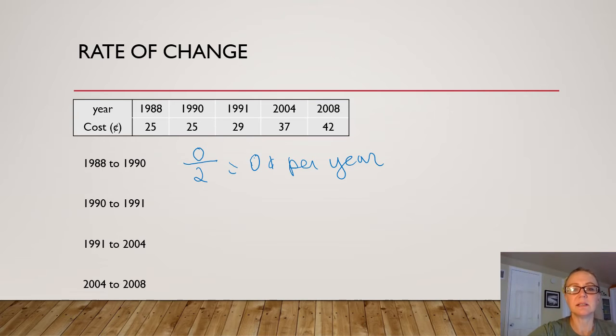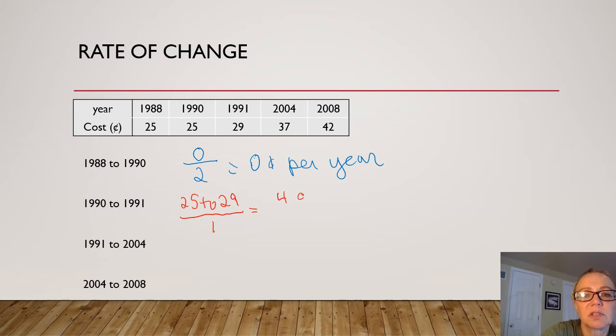From 1990 to 1991, the cost of a stamp changed from 25 to 29, and that's a time period of 1 year. Well, 25 to 29, that's an increase of 4 cents in 1 year. So that's 4 cents per year.